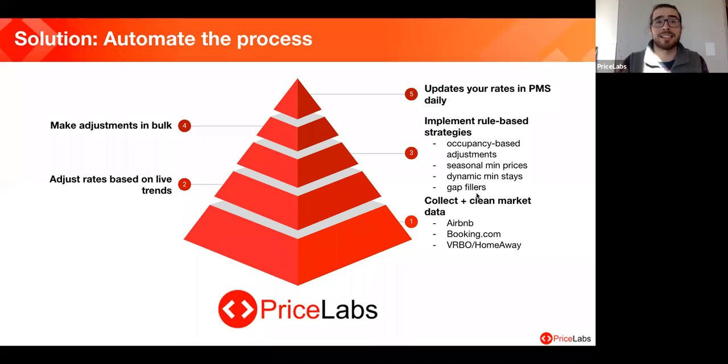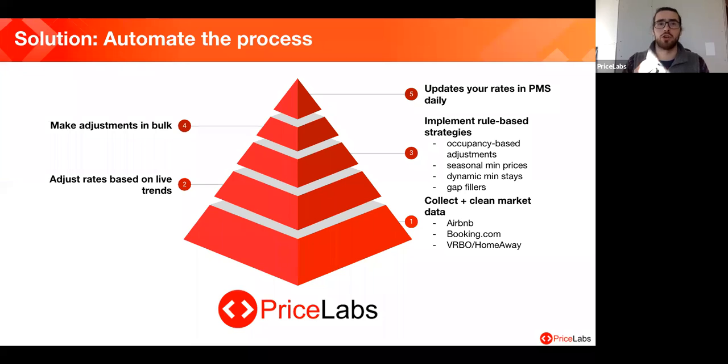So things that you would typically do manually, let's say discounting your listings when their occupancy is low, increasing your listings when their occupancy is high, making adjustments to your seasonal gaps, seasonal prices, filling different gaps with different minimum stay requirements and different prices. These are all things that can be implemented in PriceLabs on a rule-based basis.